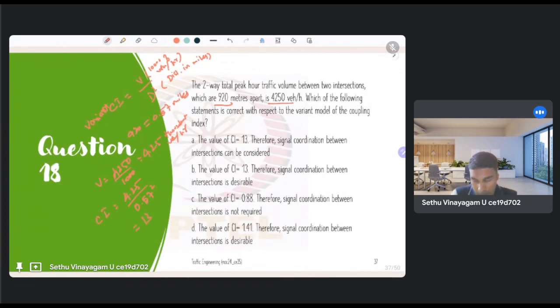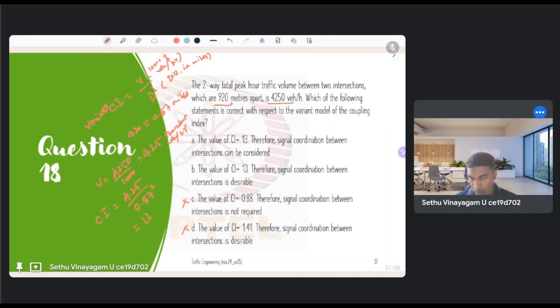Okay. So with this, we'll have to look at what the different options are. So we know the value of CI is 13, right? So C and D cannot be true. Okay, we can directly eliminate them. So looking at A and B, where the value of CI is 13. A says, signal coordination between the intersections can be considered. B says, signal coordination between the intersections is desirable.